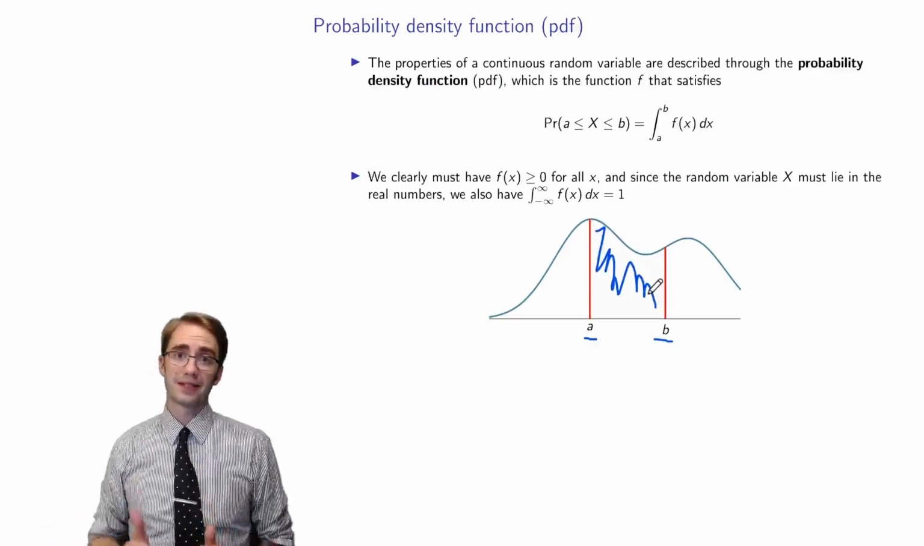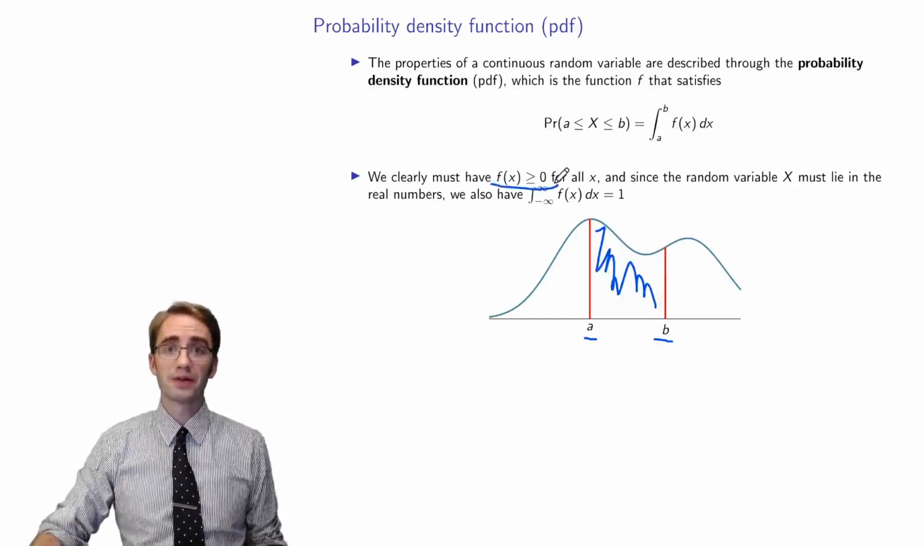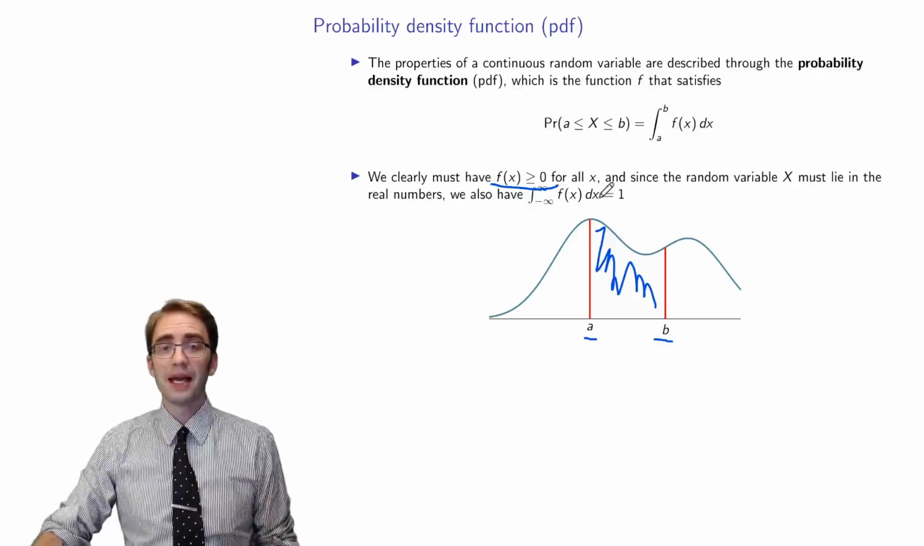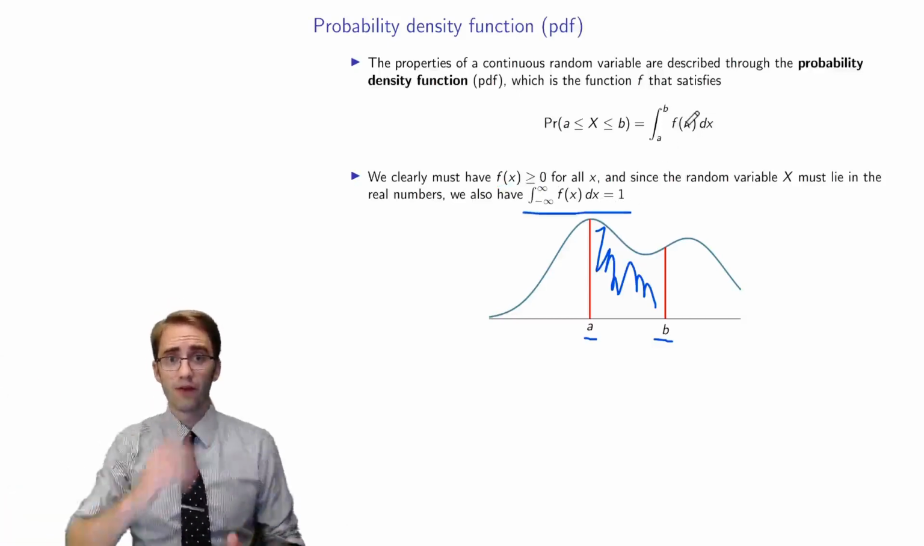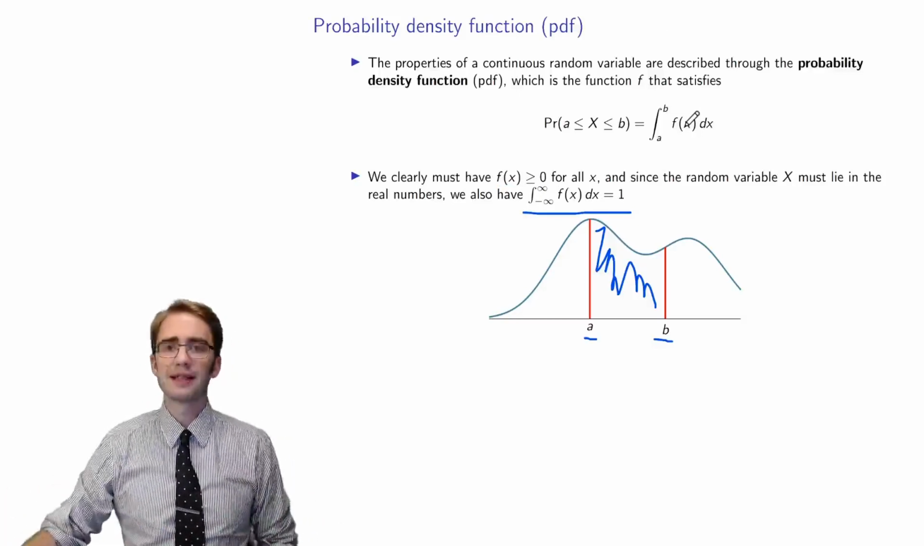So what obviously has to be true about f? Well, of course, f of x has to be greater than or equal to 0 because you can't have negative probabilities anywhere. And the random variable x has to lie somewhere in the real numbers. If I take the integral of the PDF from negative infinity to positive infinity, it has to integrate to 1, right? The integral of the whole function has to be 1 because probabilities have to sum to 1, and that's what's going on there.